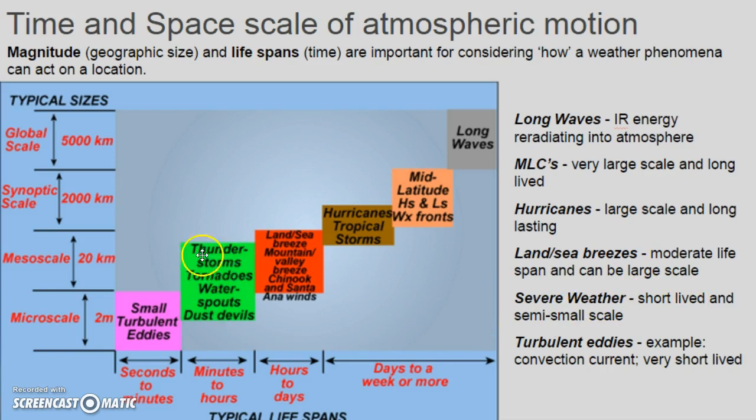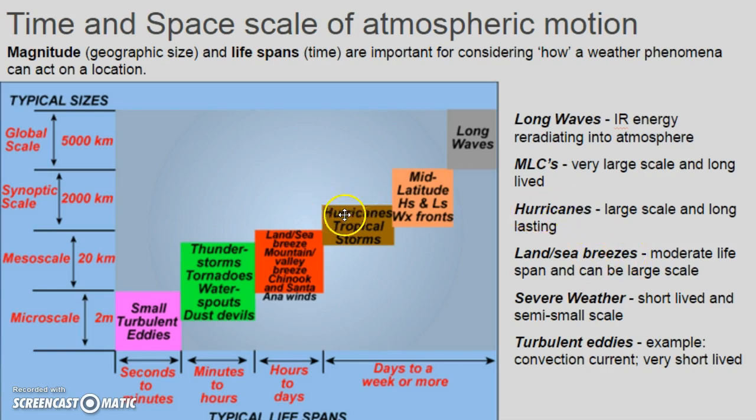You can find them and pinpoint and say, hey, there's where that's happening. But a larger scale yet would be a land or a sea breeze, a mountain and valley breeze, a Chinook, Santa Ana winds. These are on just a slightly larger scale than severe weather. These are moderate lifespans. They last a little bit longer, and they can be a little bit larger in scale than obviously the severe weather.